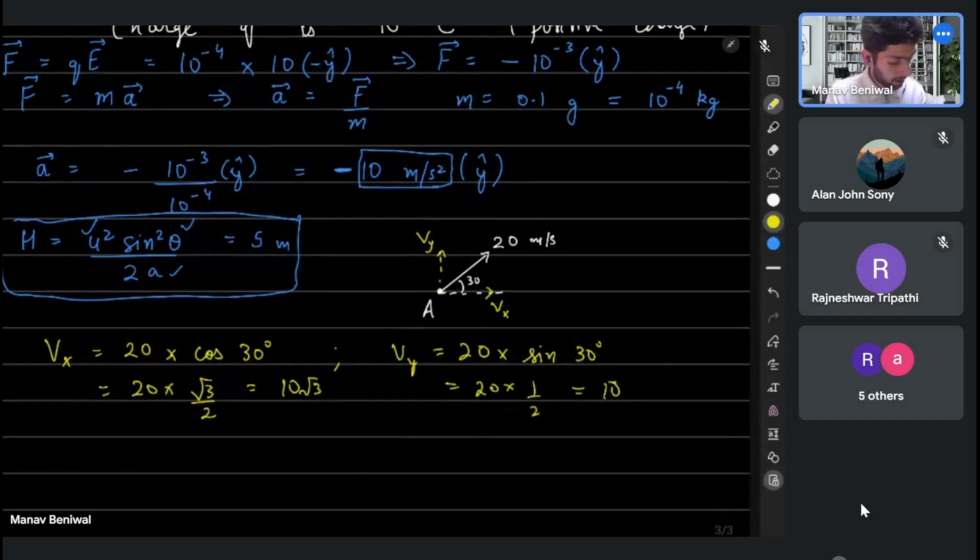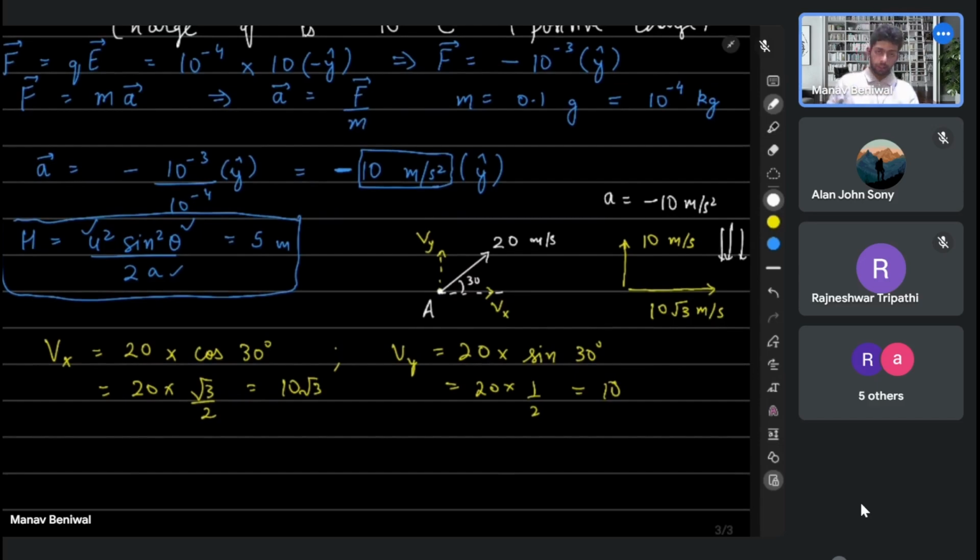So we have upward velocity as 10 meters per second and the rightwards velocity as 10 root 3 meters per second. Correct? And we of course have an acceleration of minus 10 meters per second square. So this is our acceleration, and it is acting downwards.